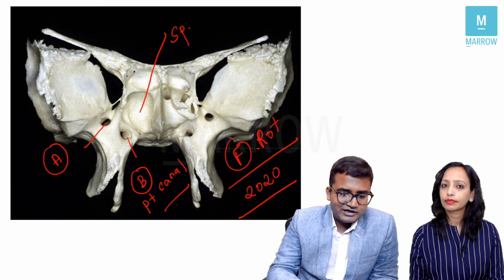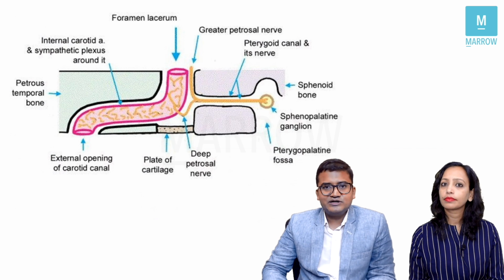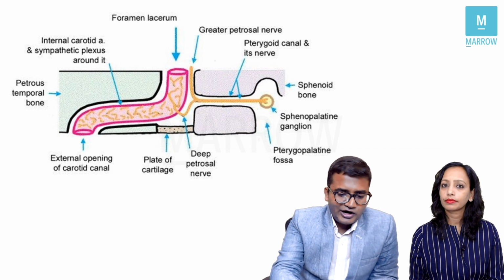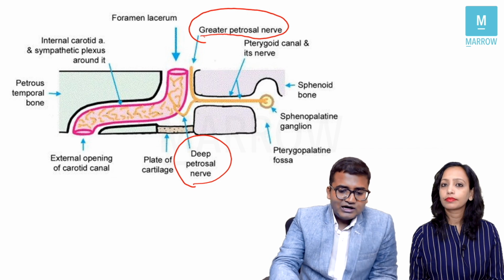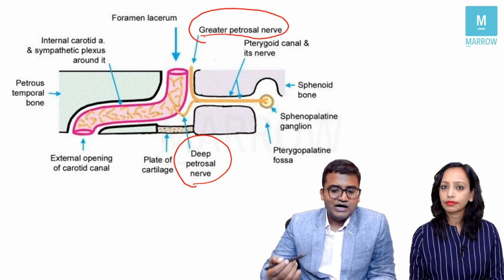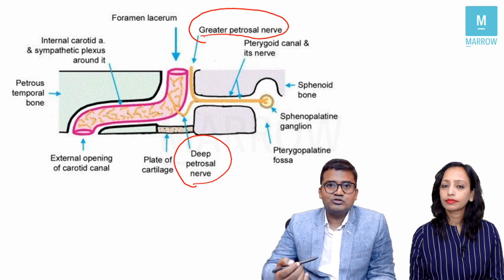Now, see the pterygoid canal here. Yes. This is the pterygoid canal, and it transmits the nerve to the pterygoid canal and the artery to the pterygoid canal. The nerve to the pterygoid canal is formed by the joining of the greater petrosal nerve and the deep petrosal nerve. Greater petrosal nerve is a branch of, yes, the facial nerve. Very good. Again, the deep petrosal nerve is a branch of the sympathetic plexus over the internal carotid.